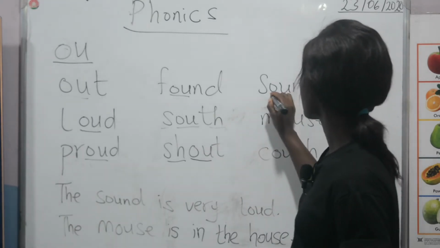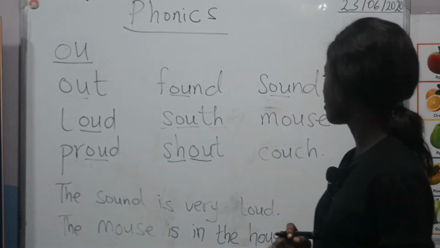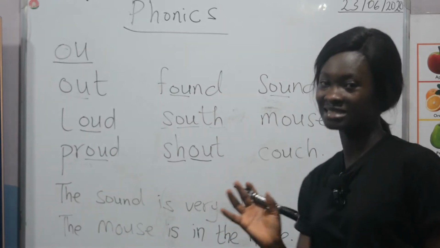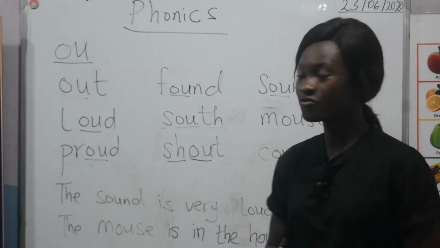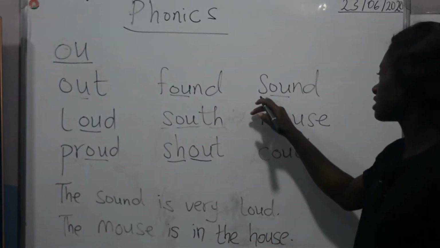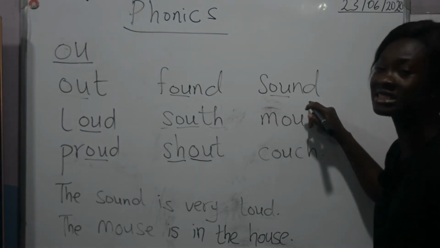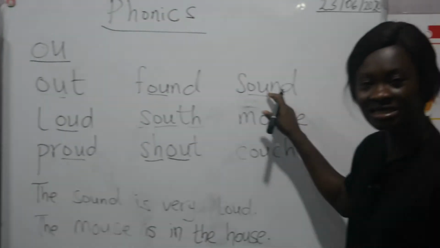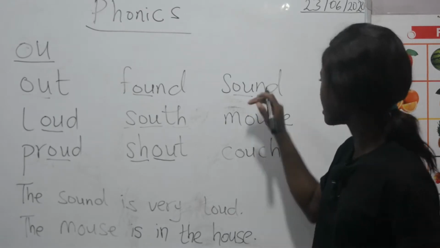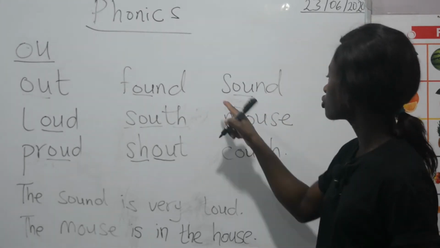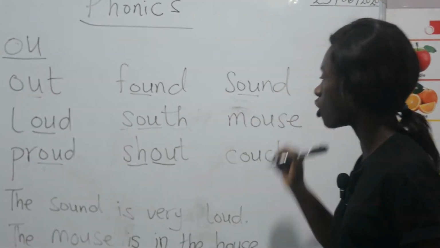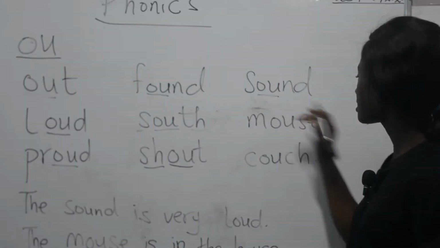Now let's come here. This is the ow sound in the middle here. S as the beginning sound. Now, if you want to pronounce it, you pronounce it as what? Sound. Because we have n and d at the end or at the bottom. So you pronounce it as what? Sound. Pronounce after me. Sound.